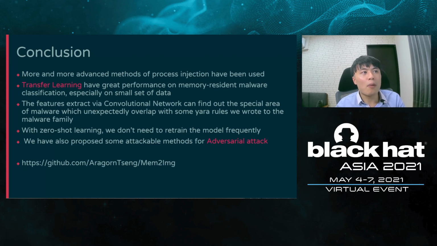We also propose some attack methods for adversarial attacks. And the Mem2Img framework will be put on GitHub. So if you are interested in this framework, you can go to GitHub.